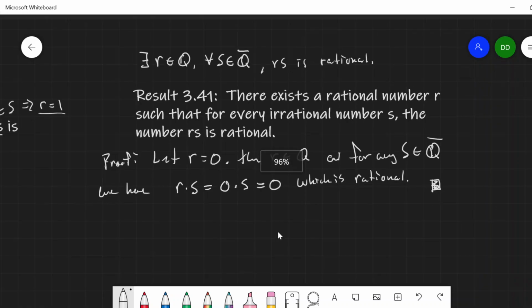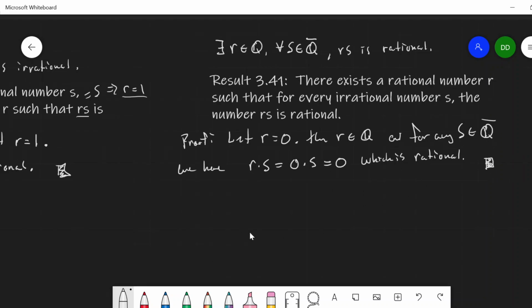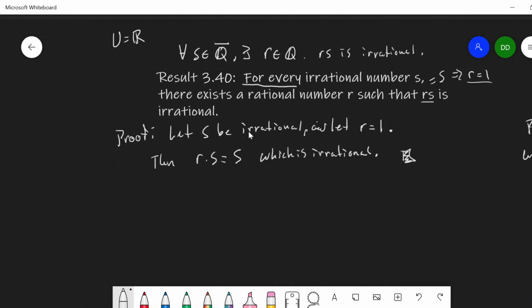So again, one thing to focus on here is what is arbitrary in each of these. What am I using as a variable, and what am I getting to decide? For this exists statement, I decide on the R first, and then I show that no matter what irrational number I'm given, my S here, the result is rational. In the other case, S was arbitrary and given first, and I came up with my rational number after it had been established that S was an arbitrary irrational number.